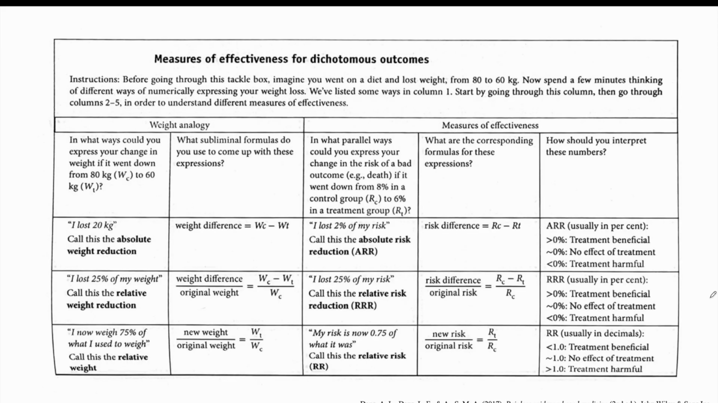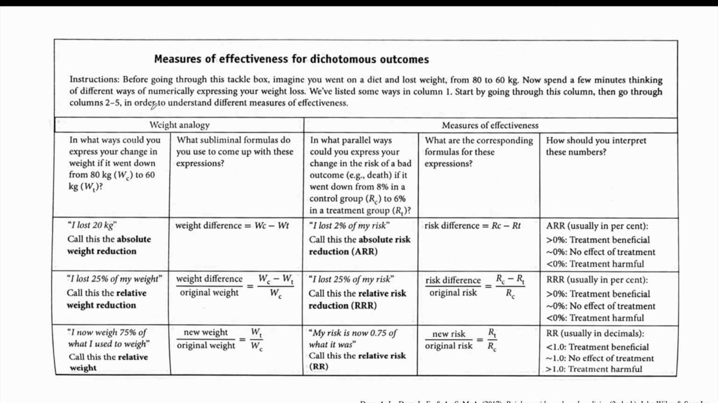So let's look at this. This is from a cool book called Painless Evidence-Based Medicine. You can see the citation there in the corner. It's kind of an analogy here. They're saying, imagine that you went on a diet and lost weight from 80 kilograms to 60 kilograms. So if we look over in this column over here, this is our weight analogy.